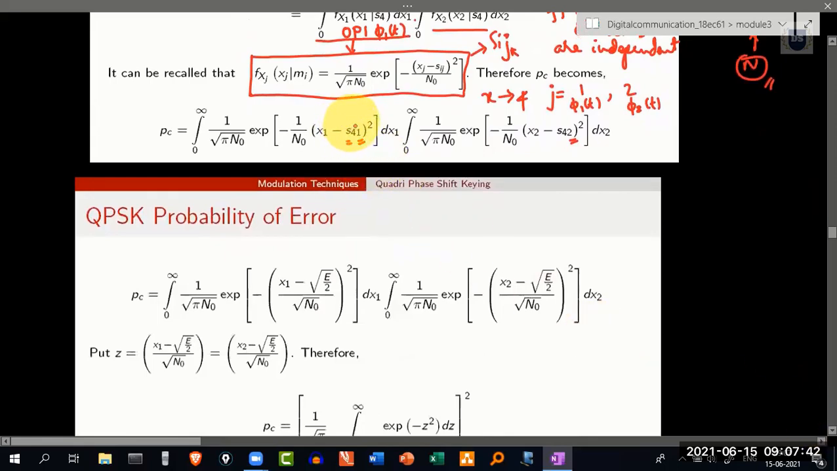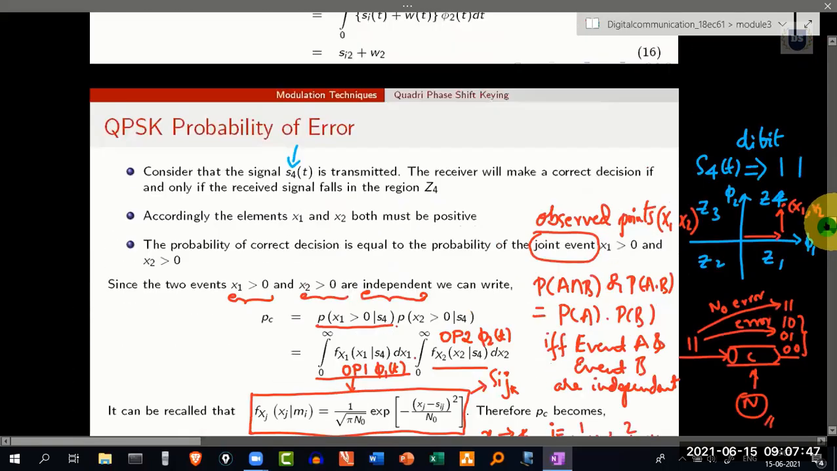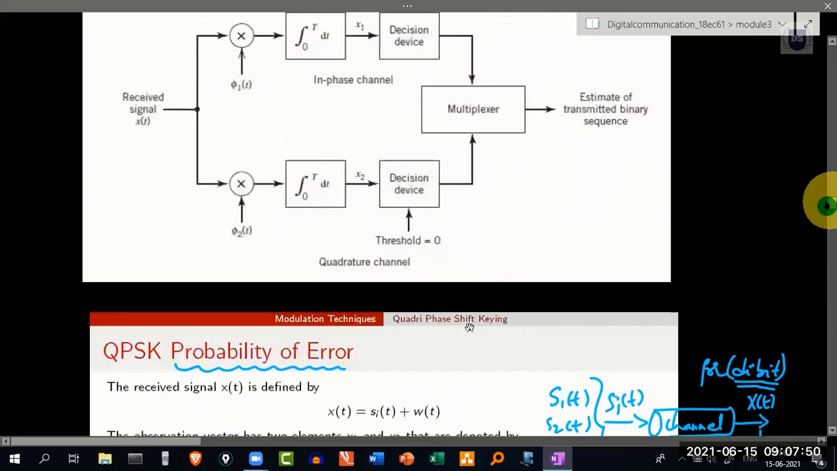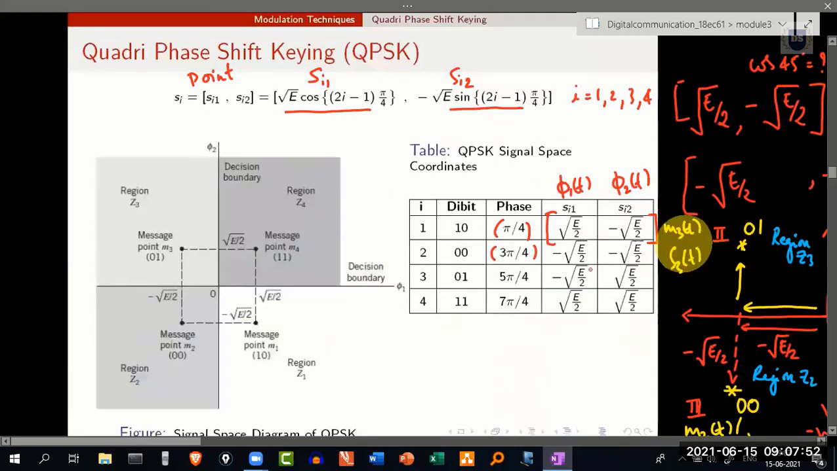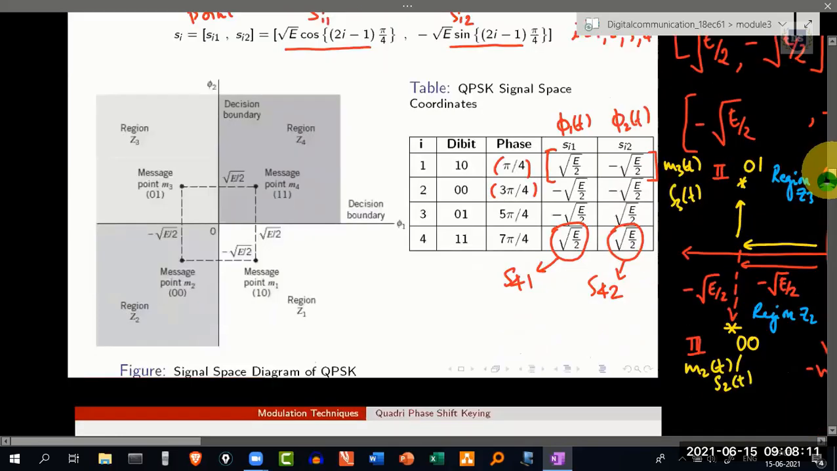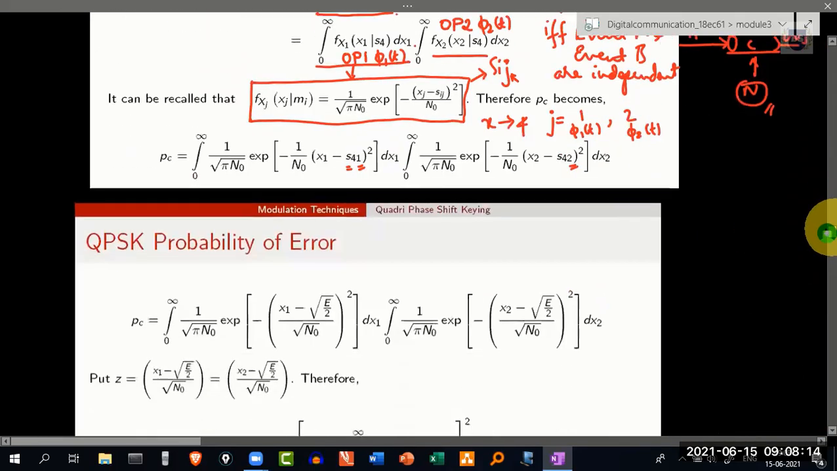Now, all I got to do is substitute the S41 value and S42 value. And what are these two values? In order to get these two values, I got to refer to my table that I have got over here. This value represents S41, and this value right over here represents S42. Both are equal to positive square root of E by 2, so in place of S41 and S42, I'll be substituting these two values.